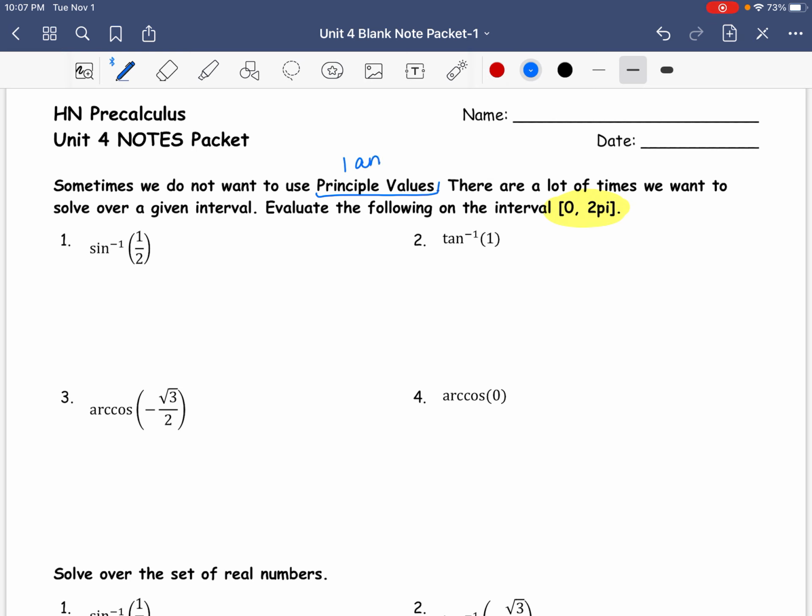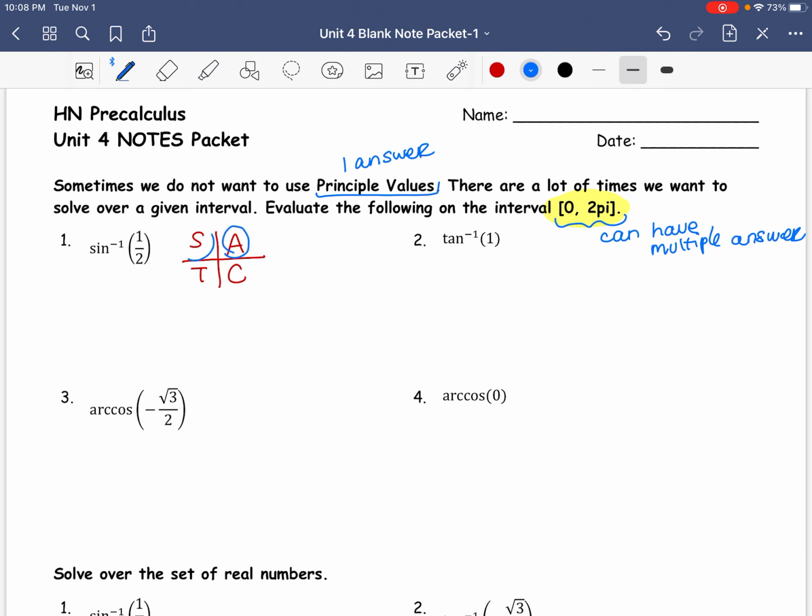Just as a refresher, principal values means we have only one answer. But this problem says that I'm going to go from 0 to 2 pi, which means I can have multiple answers. All right, let's see. First problem says inverse sine of 1/2. So I think, okay, I can go all the way from 0 to 2 pi. I could go all the way around a full circle.